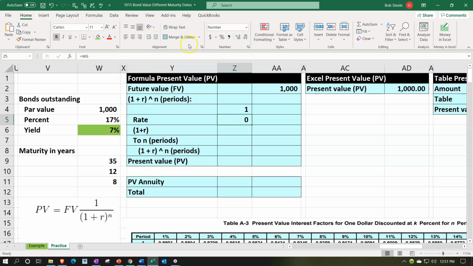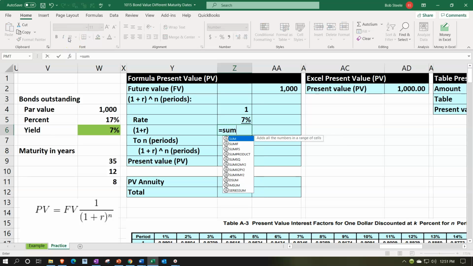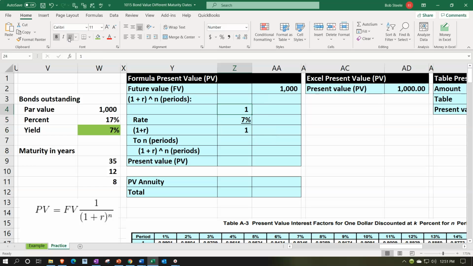Home tab, numbers, percentify. Home tab, font, underline, adding with the trusty SUM function. Adding those up, making it a percent. Home tab, numbers, percentify. Number of periods now, we're looking at 35.